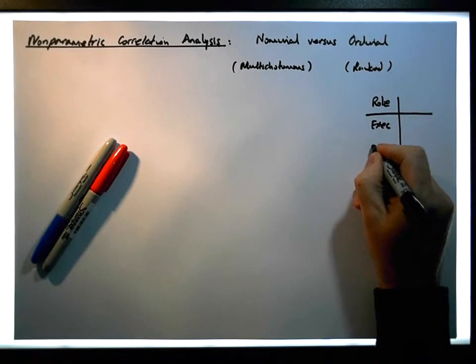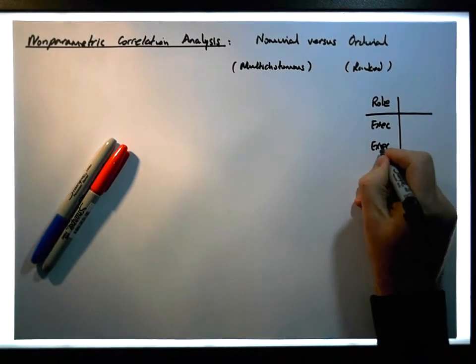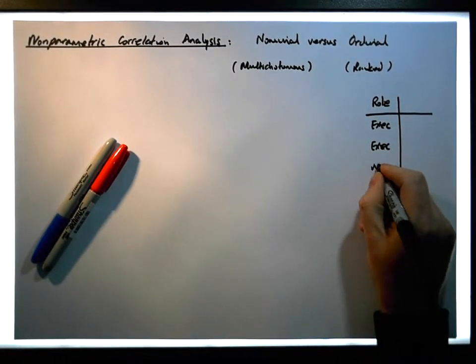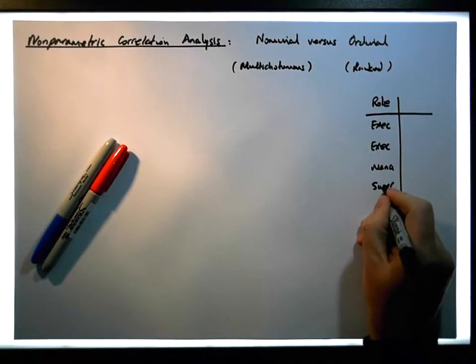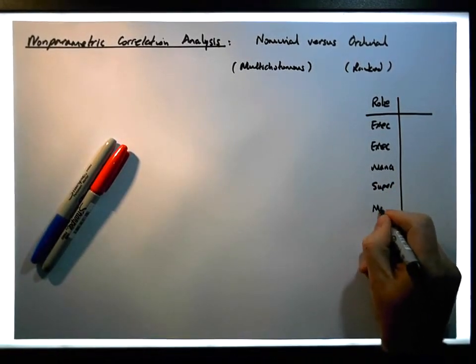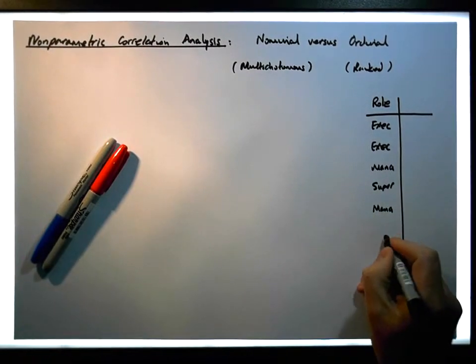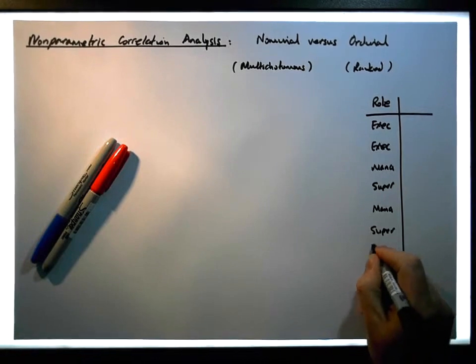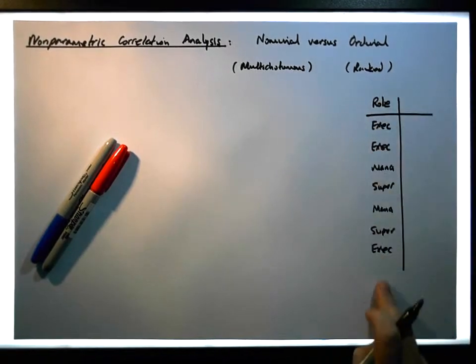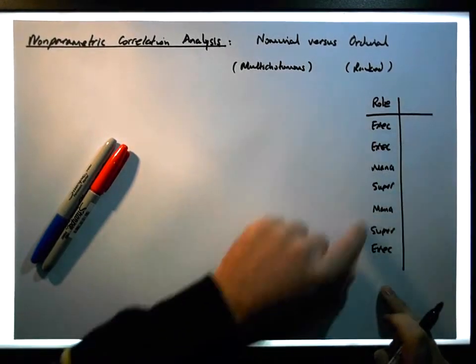The first person might be an executive. The next person sampled might be an executive. The next person might be a manager. The next person might be a supervisor. The next person might be a manager. The next person might be a supervisor. The next person might be an executive. And we have this list of roles associated with individuals.